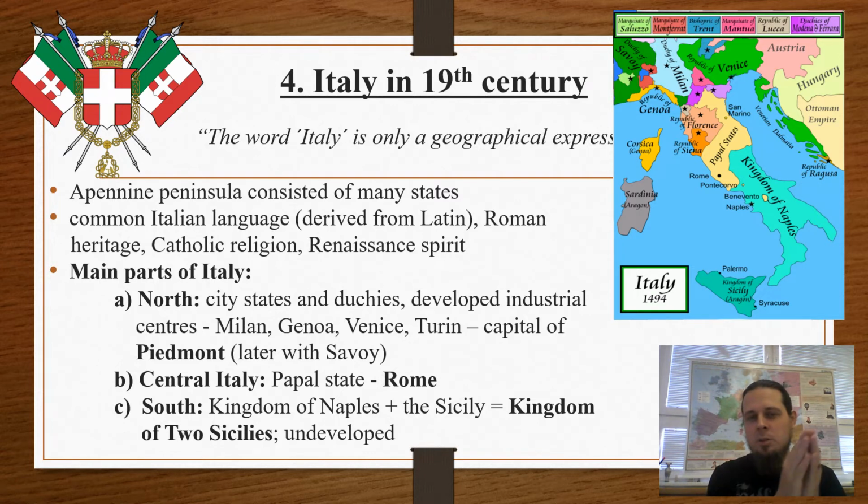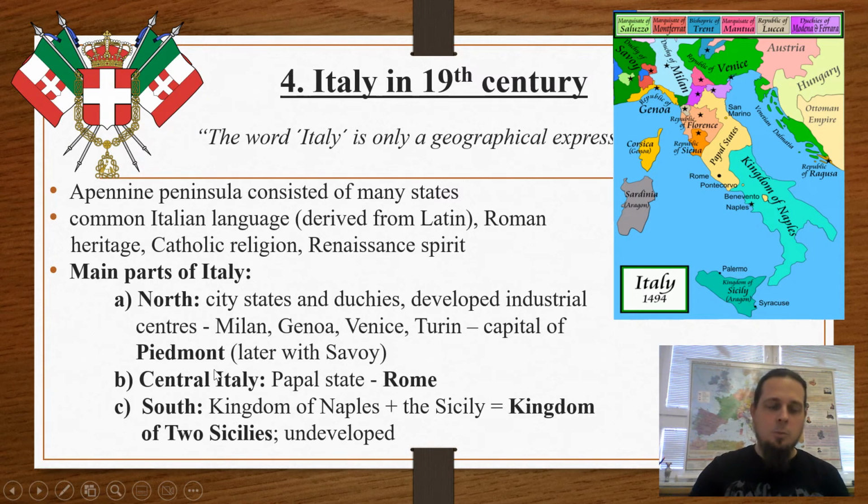If you compare the unification of Italy and Germany in one chart, you will have very similar things, the means and ways of what they did. Also, one leading state with very skilled politicians. In this case, it was Piedmont.